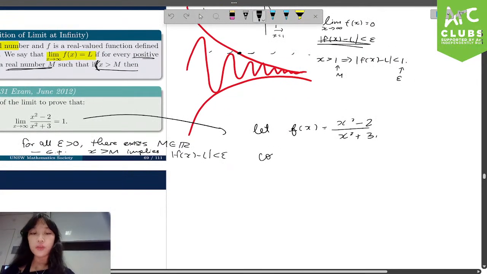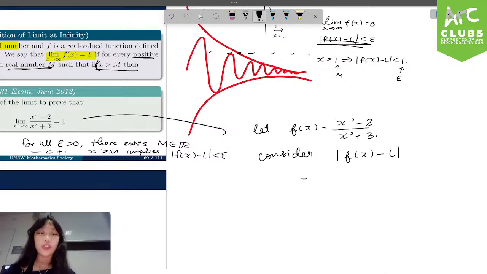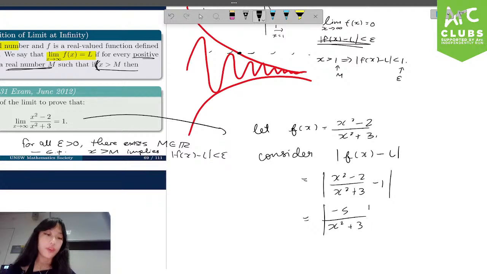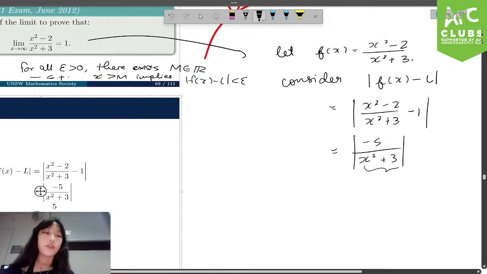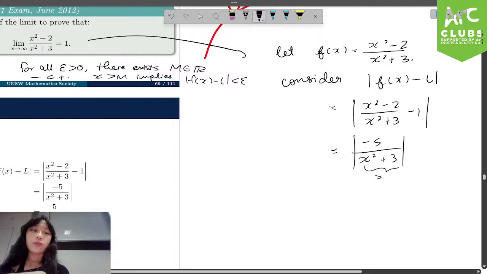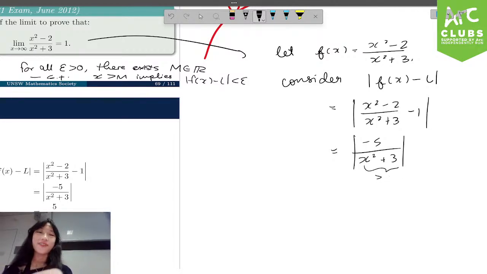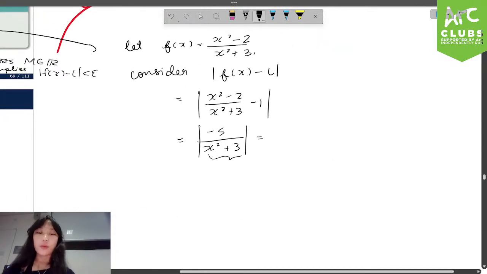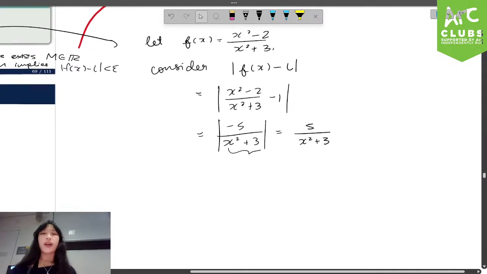So the next thing we're going to do is consider this value: f of x minus L, which is x squared minus 2 on x squared plus 3, minus 1. If you do some algebraic manipulation, I hope you'll agree that this is just the absolute value of minus 5 on x squared plus 3. Because this is an absolute value, and we know the bottom is always positive, because x squared is always positive, I guess it's always positive, not even 0, the bottom is positive and the top is negative, which means we can just rewrite this as a value which will always be positive, so we can simplify it in that way.